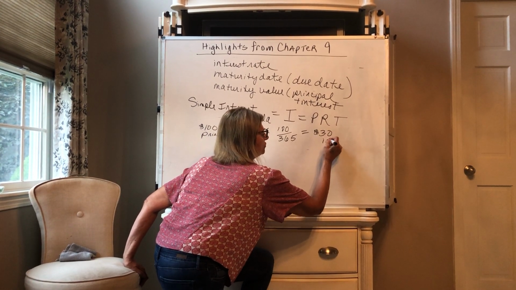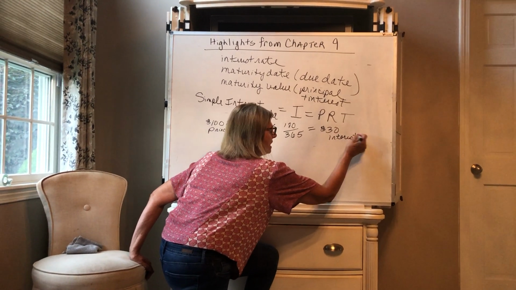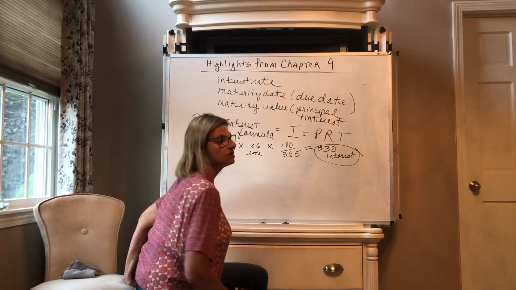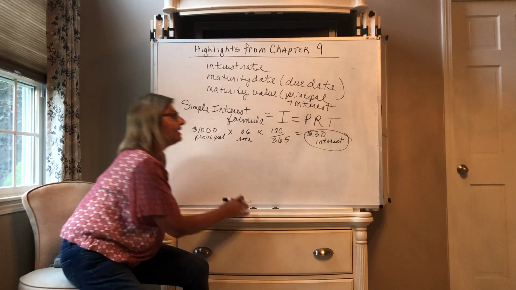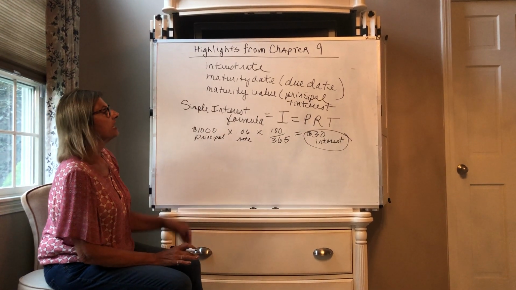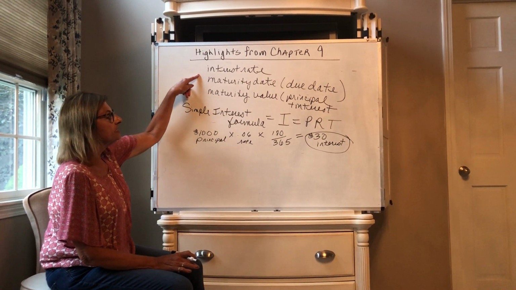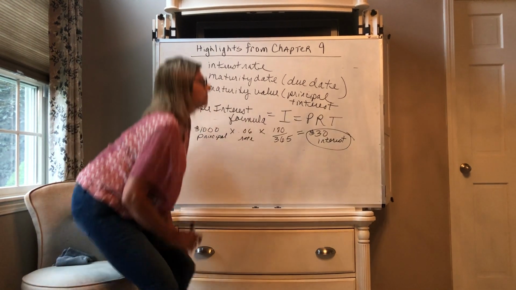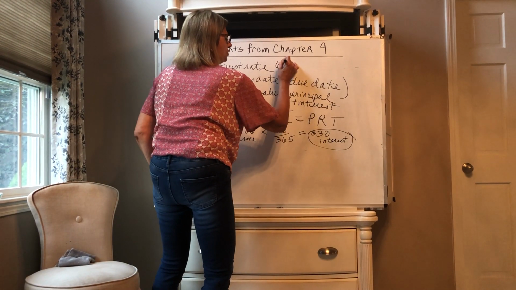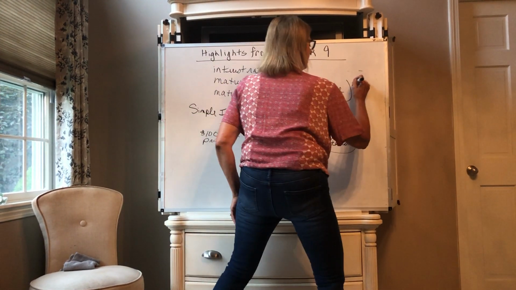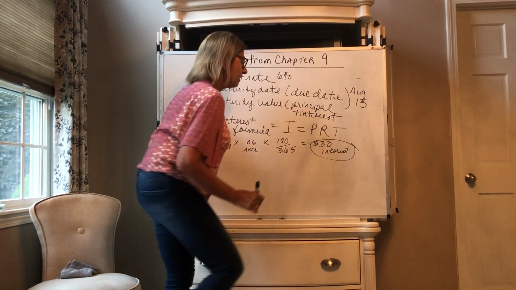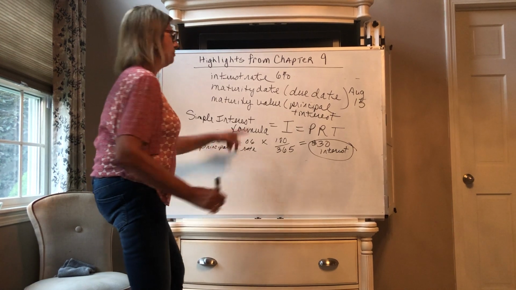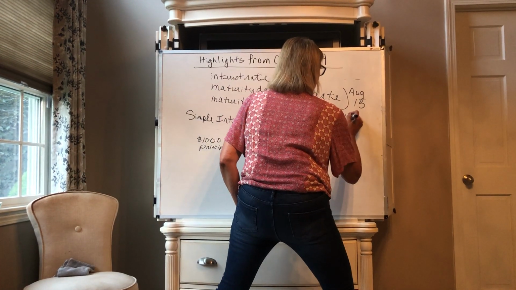So this is the interest on this loan. They didn't even give a rate for this $1,000 loan. They were showing the days, but I wanted to show you how to answer these three questions. The interest rate is 6%. The due date is August 15th. And the maturity value, principal plus interest, would be $1,030.